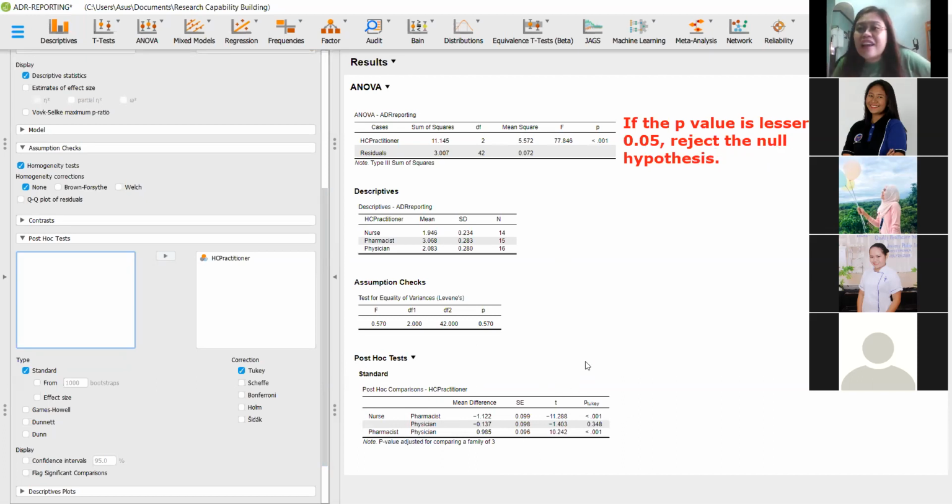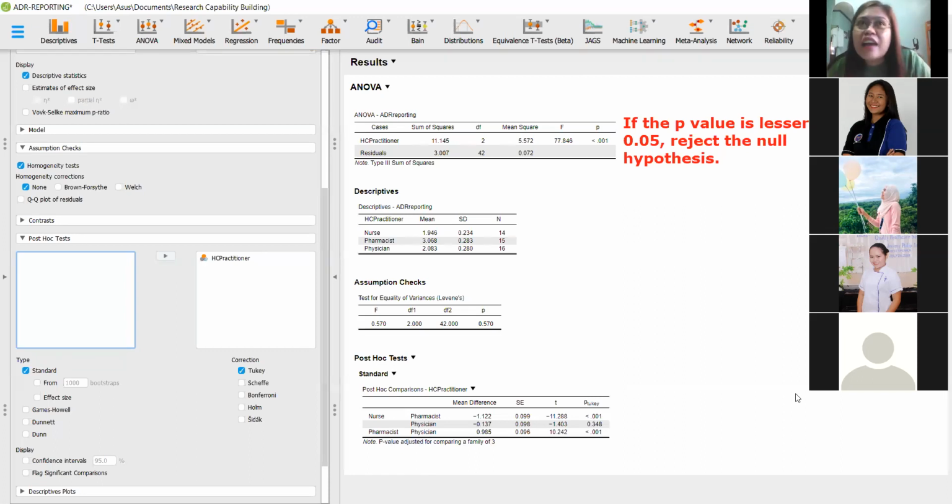When we get to the post hoc, we see where the difference is. There is a significant difference in the level of attitude towards ADR reporting among the nurse, pharmacist, and physician. So go back to the means now. Who has the highest mean among them? The pharmacist. So in interpretation, the pharmacist's level of reporting attitude is really high compared to the other two. And the pharmacist's attitude is significantly different compared to the two. Right? Nurse versus pharmacist, there is a significant difference. Pharmacist versus physician, there is also a significant difference. So that's how you interpret the result of the post hoc test.